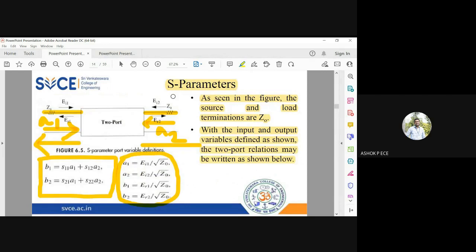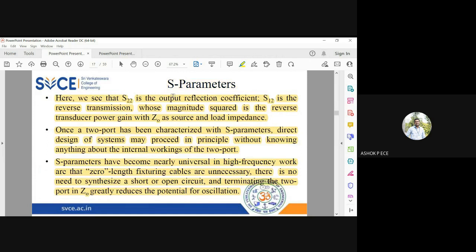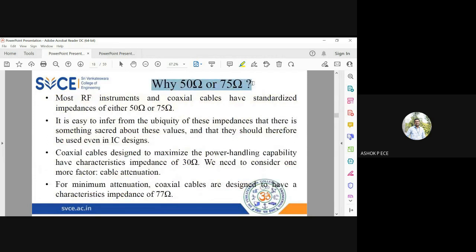And the Z0 will mostly take only two values, 50 ohm or 75 ohm. We are going to see why we are going to fix it as 50 or 75. What is the reason for fixing it as 50 or 75 ohms? Almost all RF instruments are going to have impedance in the range of 50 or 75 ohms. So we are going to see what is the reason.